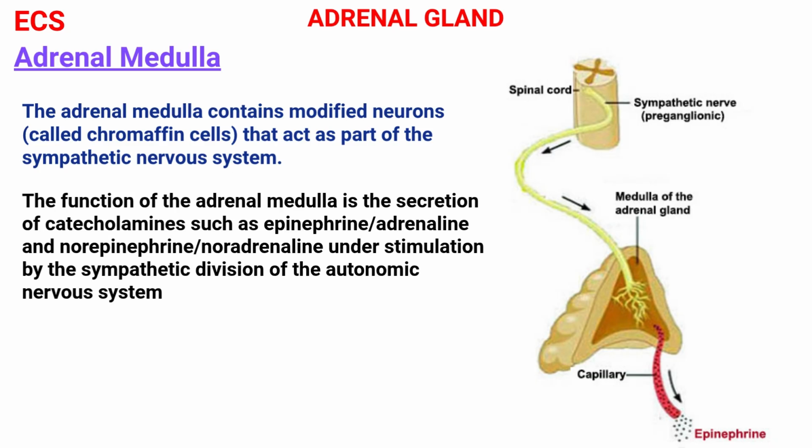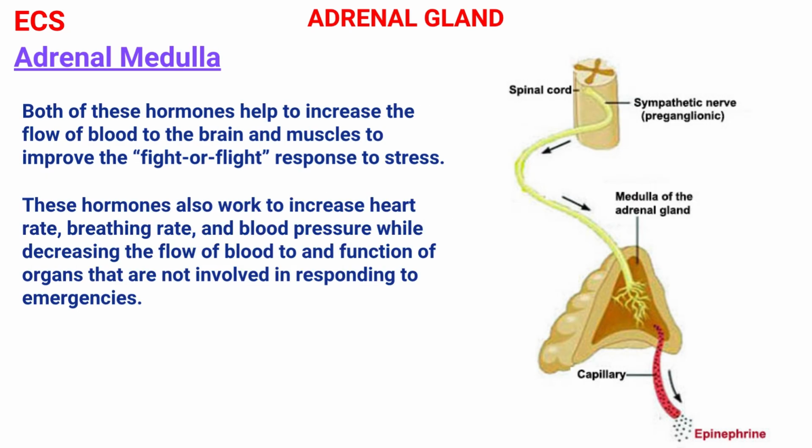So, the function of the adrenal medulla is the secretion of catecholamines. They are epinephrine, or adrenaline, and norepinephrine, or noradrenaline. They are secreted under stimulation by the sympathetic division of the autonomic nervous system. Both of these hormones help to increase the flow of blood to the brain and muscles to improve the fight or flight response to stress. These hormones also work to increase heart rate, breathing rate, and blood pressure while decreasing the flow of blood to and function of organs that are not involved in responding to emergencies.